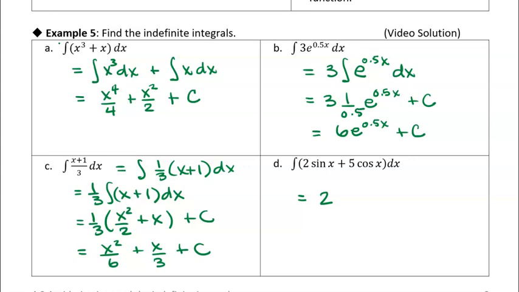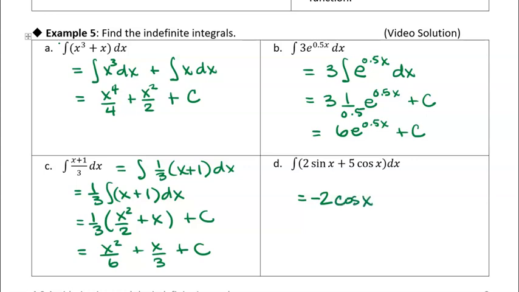Now I'm multiplying, okay? So don't write negative cosine. Don't write this. I've seen people do that, and that looks like you're subtracting, right? That's not right. All right? We're multiplying, so I'm going to put the negative out front and cosine of x.